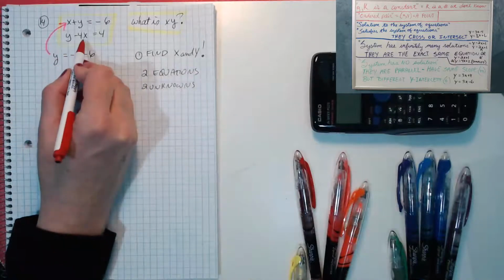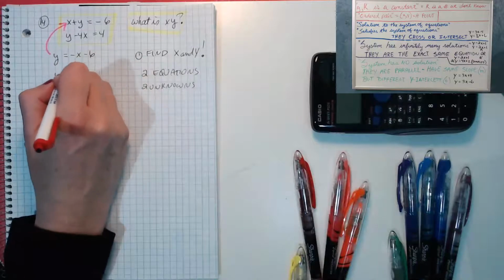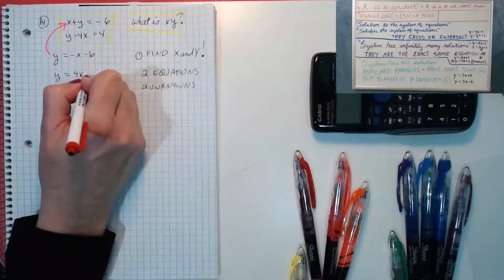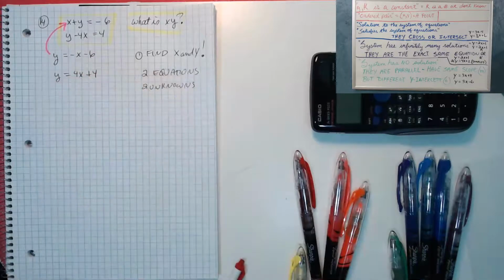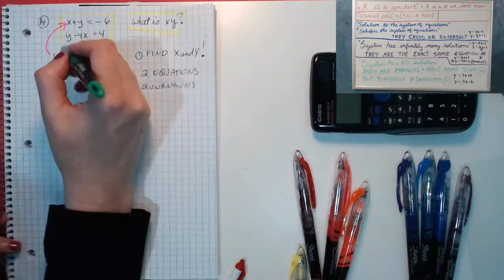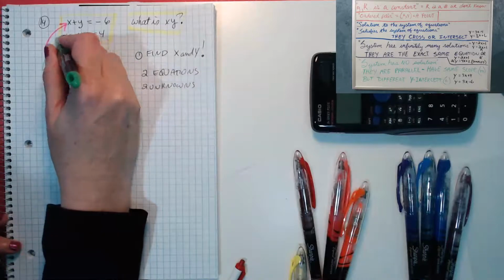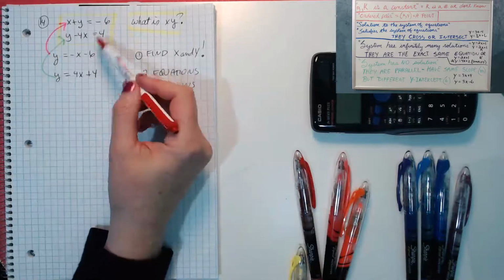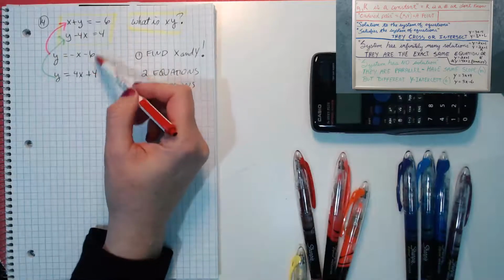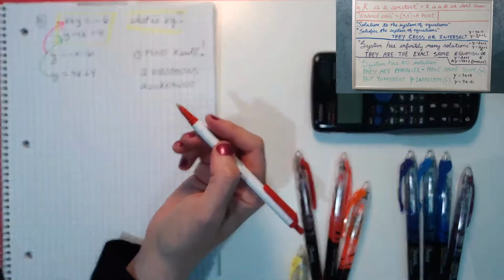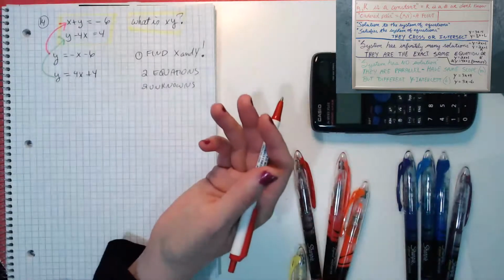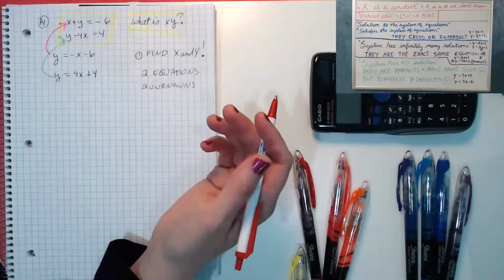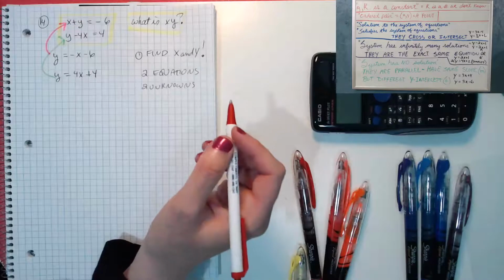Y equals negative x minus 6. Okay, and the bottom one, same thing. Y equals positive 4x plus 4. These are short enough that you should be able to do that in one step as you're rewriting it without having to waste time writing it out step by step. But if you have to, go ahead. You don't get docked for leaving any empty or having wrong answers, so whatever you need to do.